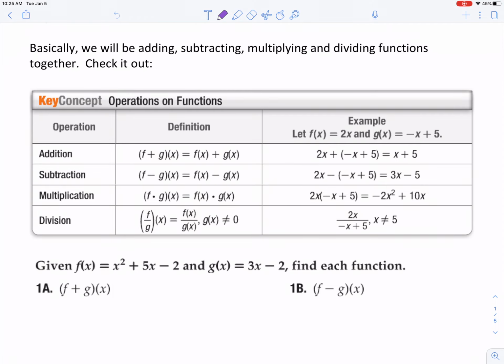Basically, if the directions are going to be given to you in this form here, on the left of the equal sign, where it's going to have the f plus g being inside parentheses together and then of x, that literally just means take the f function and add it to the g function. That's what it means. So, let's just try some examples here.